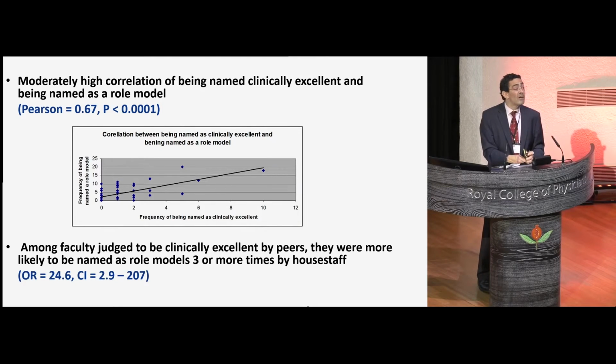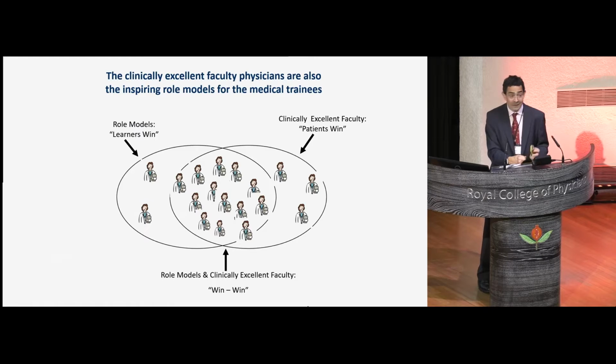And sure enough, there was a very high correlation between being thought of as being a brilliant clinician, a masterful clinician, and also being recognized by the house staff as being a role model. And certainly among the faculty judged to be clinically excellent by their peers, they were much more likely to be also identified as a role model. So really a Venn diagram, the people who are the best clinicians are also the role models, and thus they're important for our patients and our learners.